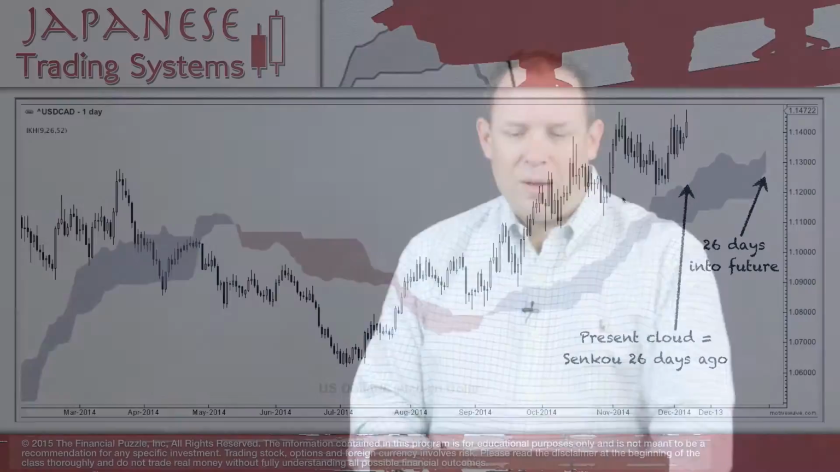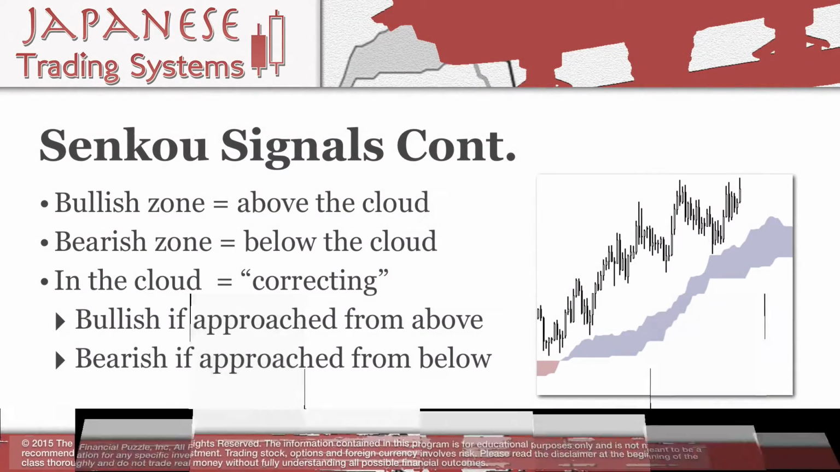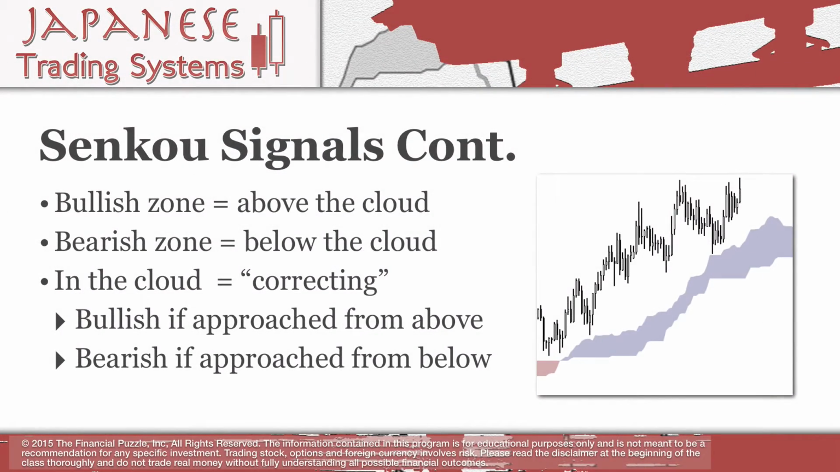Now, let's look at the way we interpret this information. The bullish zone is the section above the cloud. So if you're above the cloud, it's bullish. This is really simple, almost like a basic moving average. If you're above the cloud, it's bullish. If you're below the cloud, it's bearish.